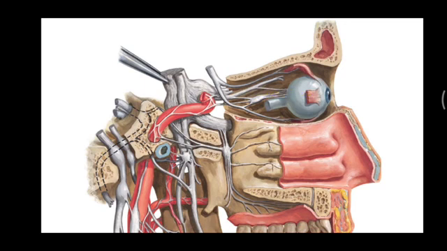Some other branches are also supplied from the internal carotid plexus. They are the carotidotympanic nerves, which are going to form the tympanic plexus in the middle ear. Some other branches are the nervi conarii. They are going to supply the pineal body, and this is the internal carotid artery.